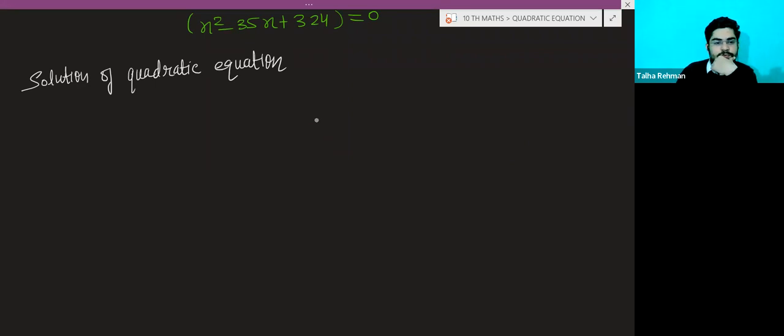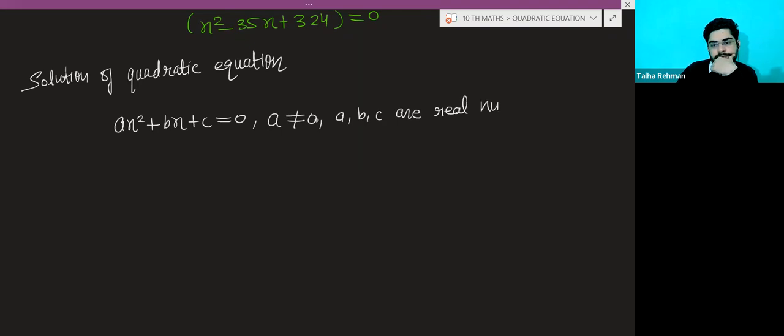So the standard form of quadratic equation is ax square plus bx plus c is equal to 0. We know that a must not equal 0, and a, b, c are real numbers. Now, what is the solution of the quadratic equation?